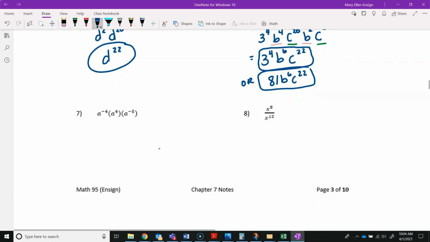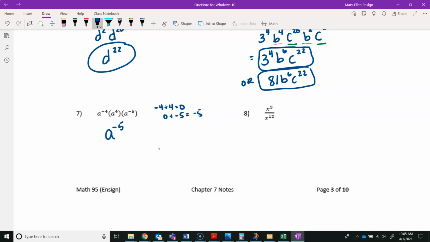Okay, looking down at number 7 and number 8 on here. Here, I have some parentheses, but they're really just to show multiplication. There's no power rule happening here. These are just 3 different expressions. They all have the same base, so with like bases, I can add the exponents. So if I add negative 4 plus 4 is going to be 0, and then 0 plus negative 5 is going to be negative 5.